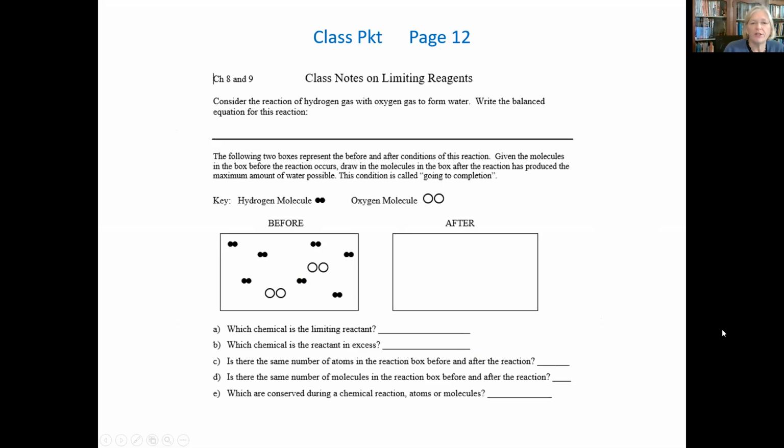On page 12 in your class packet, we have our introduction to limiting reagents. Sometimes they're called limiting reactants. Consider the reaction of hydrogen gas with oxygen gas to form water. Let's assume it's liquid water for this example. I would like you to write the balanced chemical equation on that line. All stoichiometry starts with a balanced chemical equation.